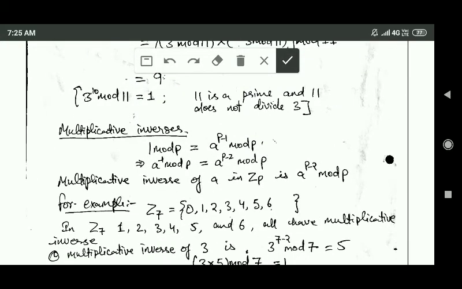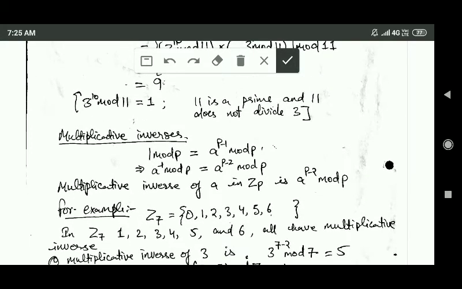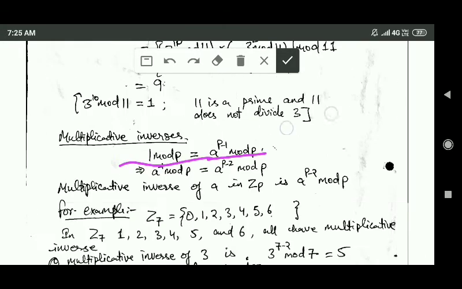Now by using Fermat's theorem, we can find multiplicative inverses also. According to Fermat's theorem, if p is prime and a is an integer such that p does not divide a, then a raised to power p minus 1 is congruent to 1 mod p. So we can write it like this: 1 mod p is equal to a raised to power p minus 1 mod p, where p is prime and p does not divide a.